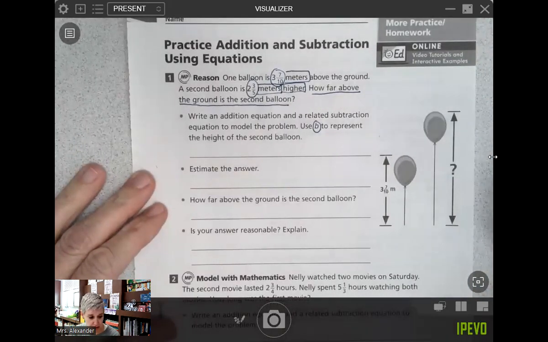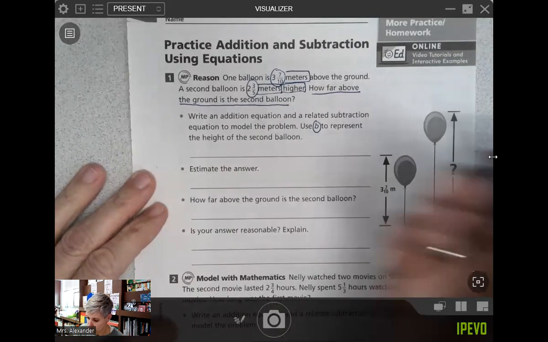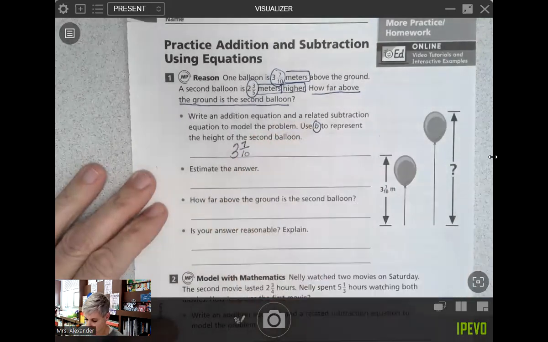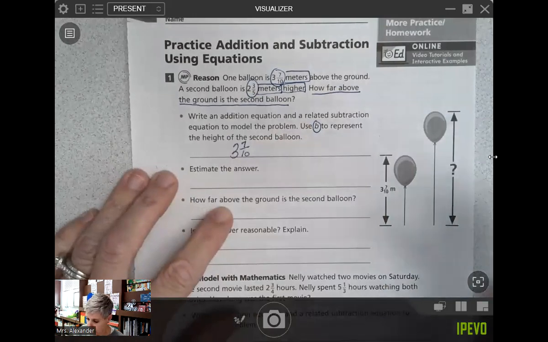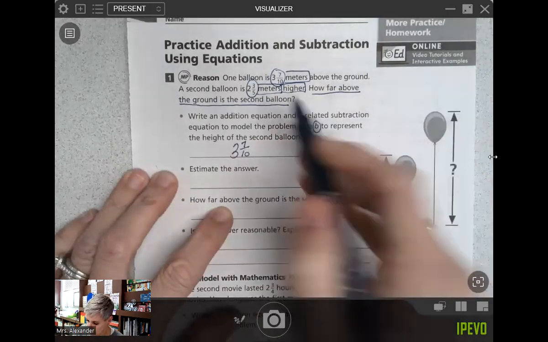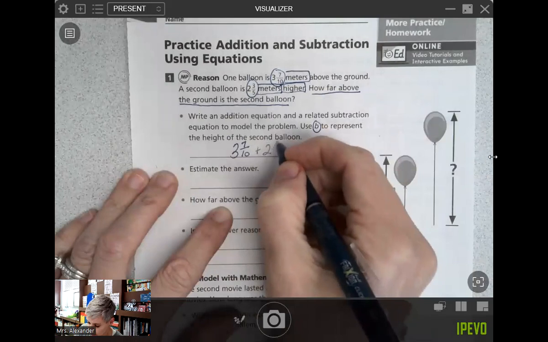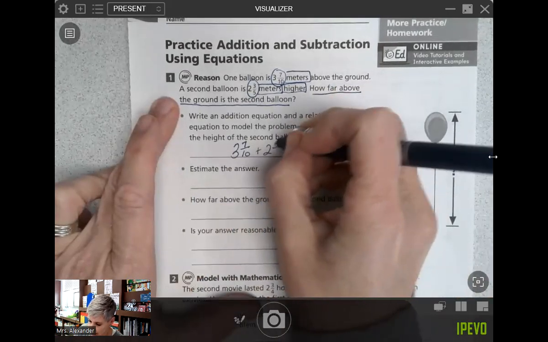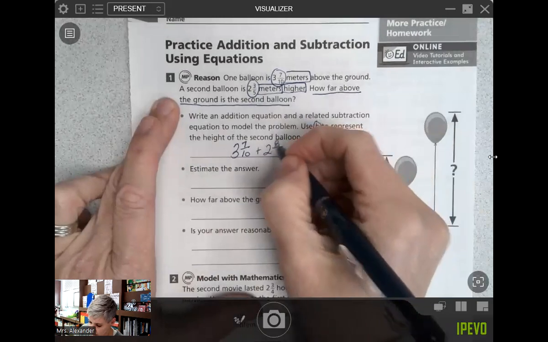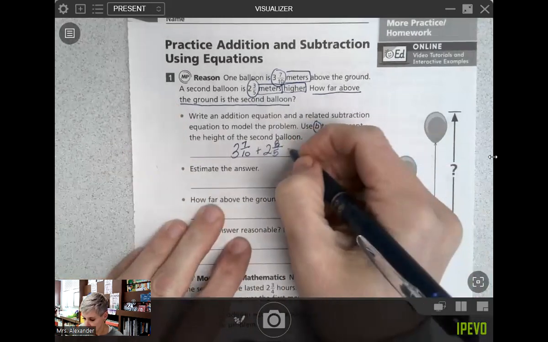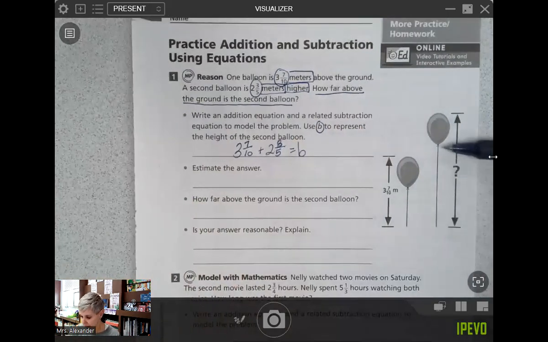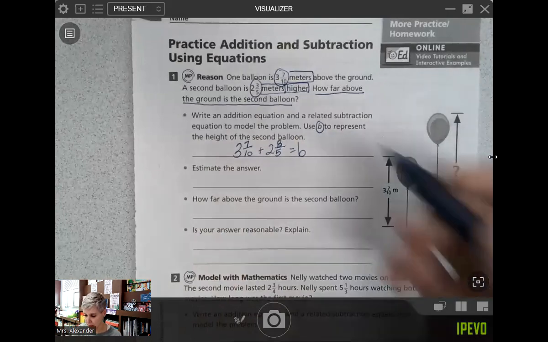There are a couple of choices. We could do, if one balloon is 3 7/10 off the ground, and the second balloon is 2 3/5 meters higher. I said fifths and I wrote a 5. 3/5 higher, that would equal B. The 3 7/10 and the 2 3/5 higher would equal B.